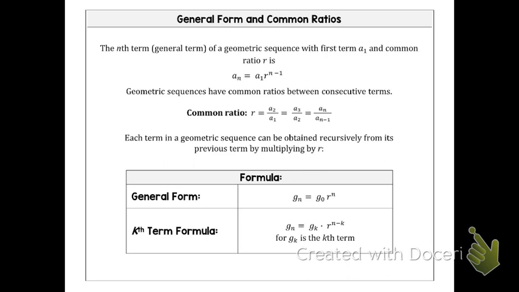All right, each term in a geometric sequence can be obtained recursively from its previous term by multiplying by r. So that's that common ratio. All right, so the general form is g sub n is equal to g sub 0 times r raised to the n, or the kth term formula is g sub n is equal to g sub k times r raised to the n minus k, where g sub k is the kth term.